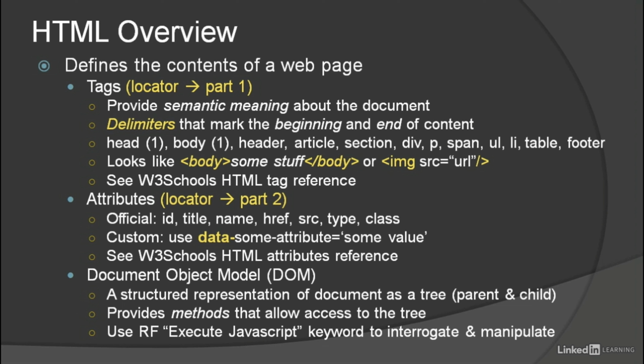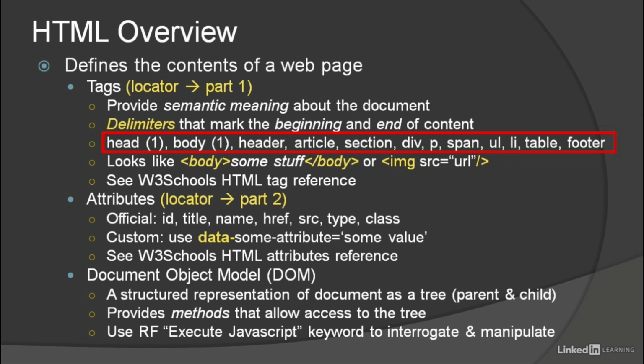As I mentioned, HTML defines the contents of a web page. And it does this using tags. And these tags are going to be part one of our locators. The tags themselves provide semantic meaning about the document. They're essentially delimiters that mark the beginning and end of content. Some examples of tags are head, body, header, article, section, div, P, which stands for paragraph, span, UL, which is an unordered list, basically a bullet list, LI is a list item that goes into the bullet list, table, and footer.